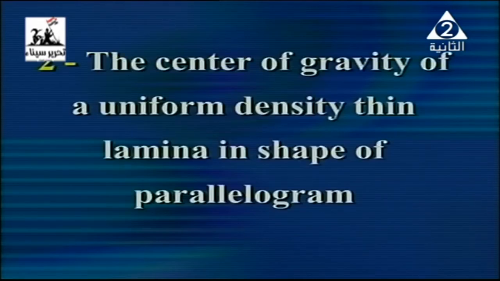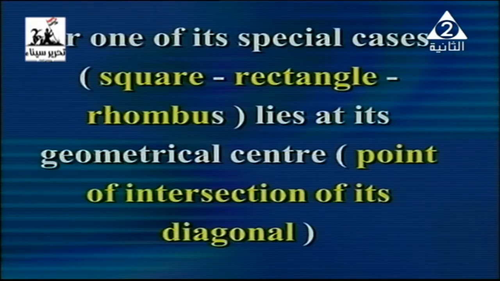Number 2, the center of gravity of a uniform density thin lamina in the shape of a parallelogram, or one of the special cases of a parallelogram: square, rectangle, rhombus, lies at its geometric center. What is the geometric center? The point of intersection of its diagonals.